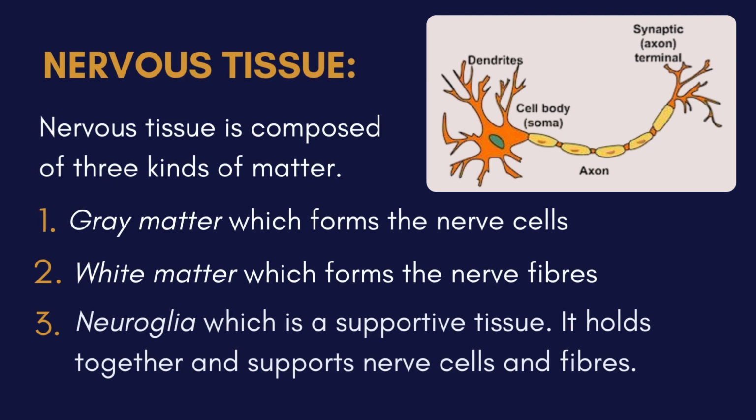Nervous tissue. Nervous tissue is composed of three kinds of matter. First one is gray matter, which forms the nerve cells. Second one is white matter, which forms the nerve fibers. Third one is neuroglia, which is a supportive tissue. It holds together and supports nerve cells and fibers.